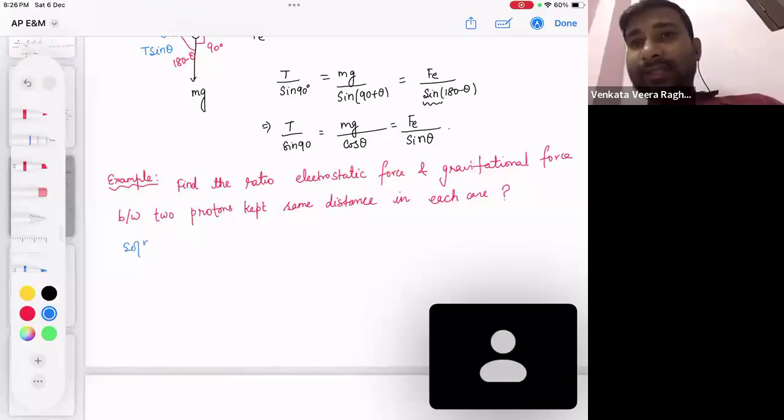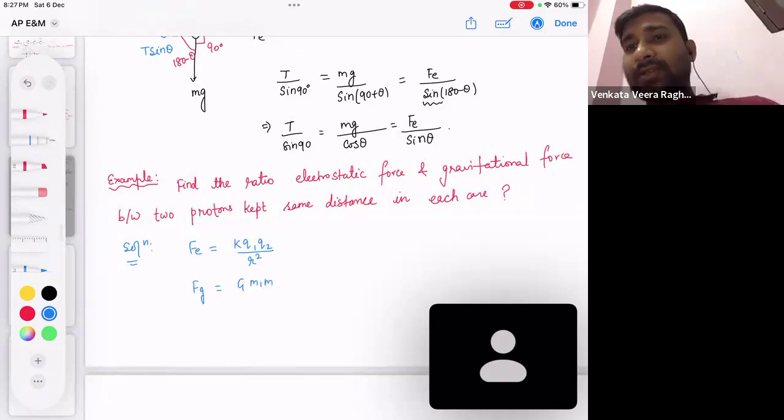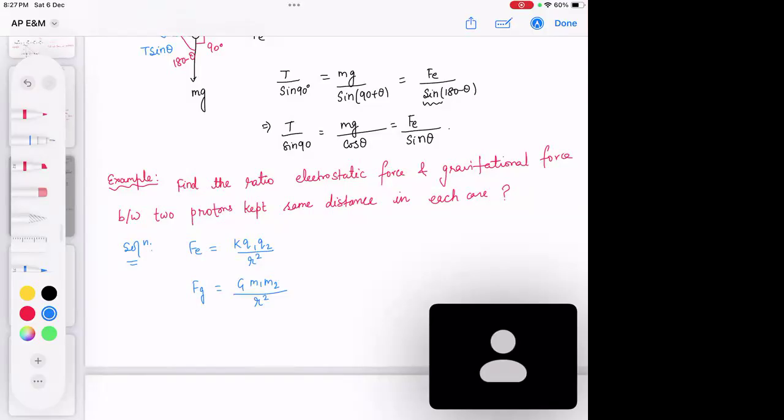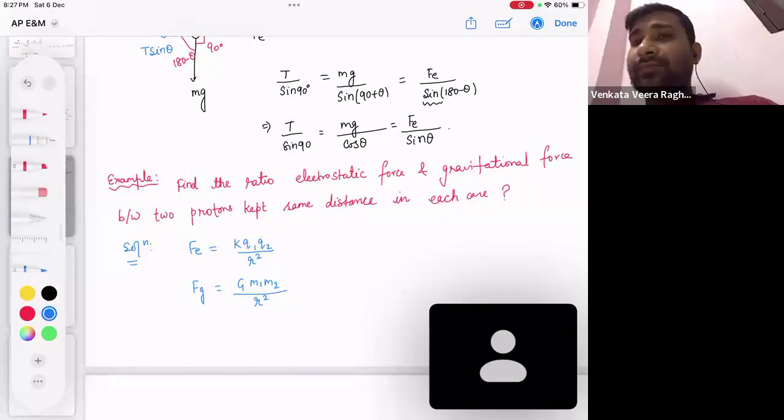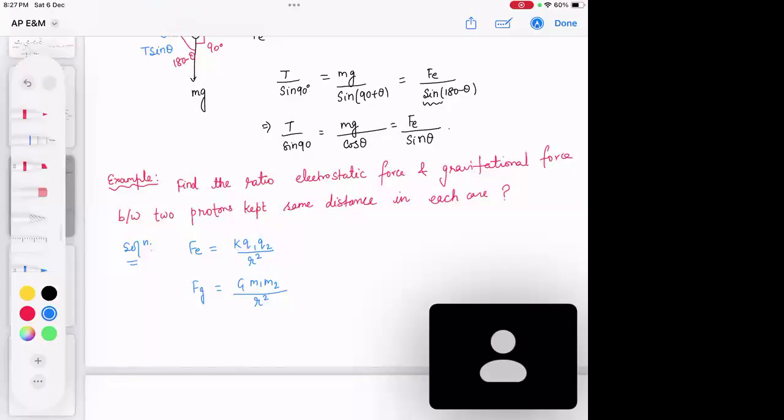Okay, why? See, I want to calculate electrostatic force, so I will write K Q1 Q2 by R square. And the gravitational force will be equal to G M1 M2 by R square. Clear? Are you aware about this one? Yes, sir. Please tell me, all of you. Yes, sir.